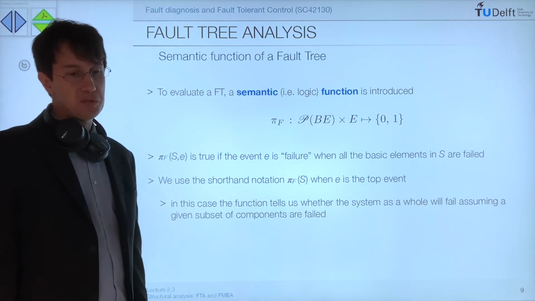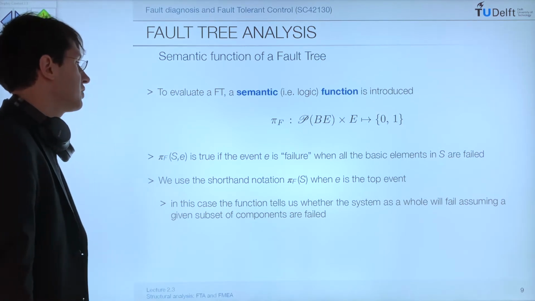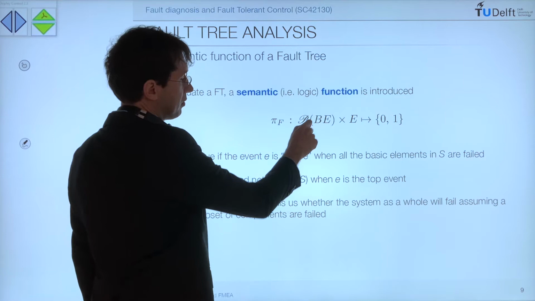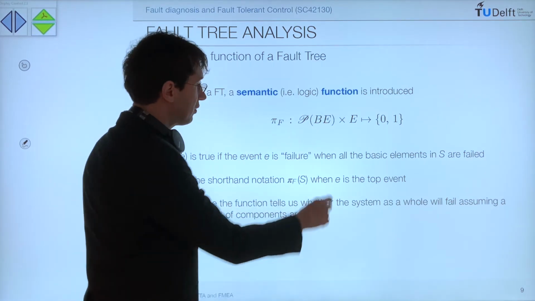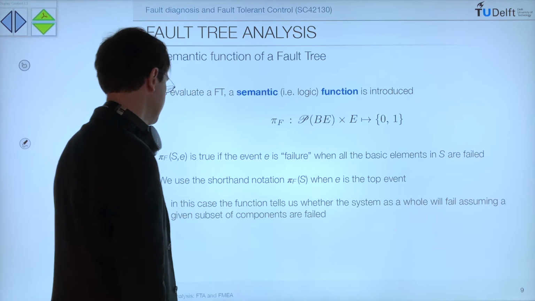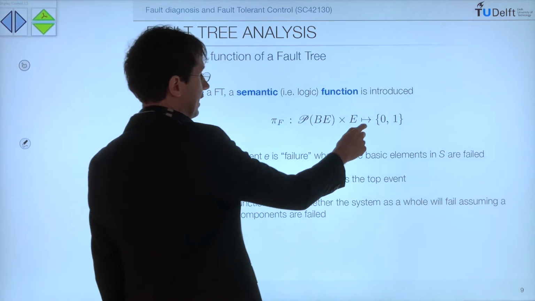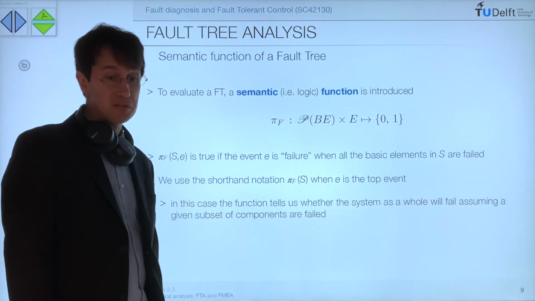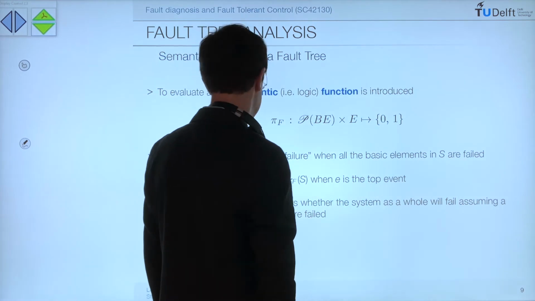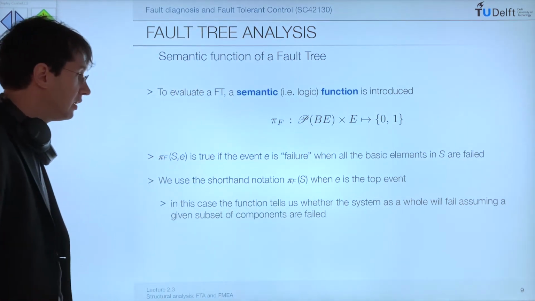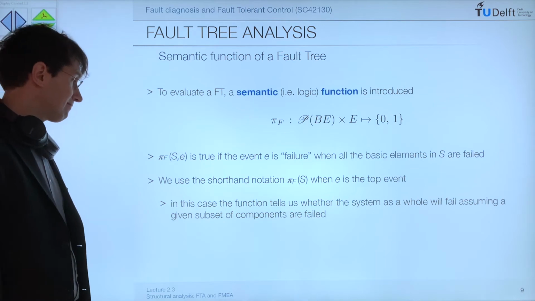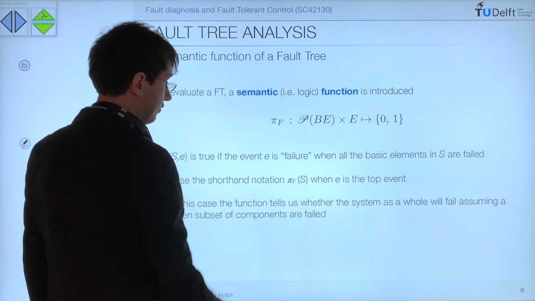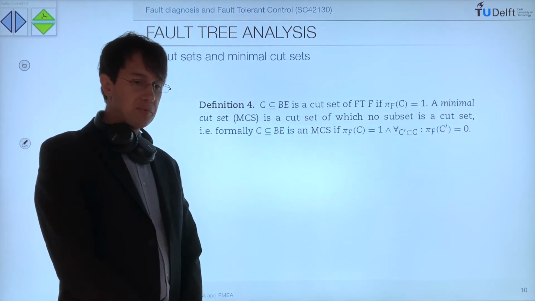And to do that, we introduce a function that is actually doing that. So a semantic function that operates on all the possible basic events and all the possible values of the gates to provide a single output. That is 0, the system is not failed, or 1, the system is failed. We can also use a shorthand notation for this.